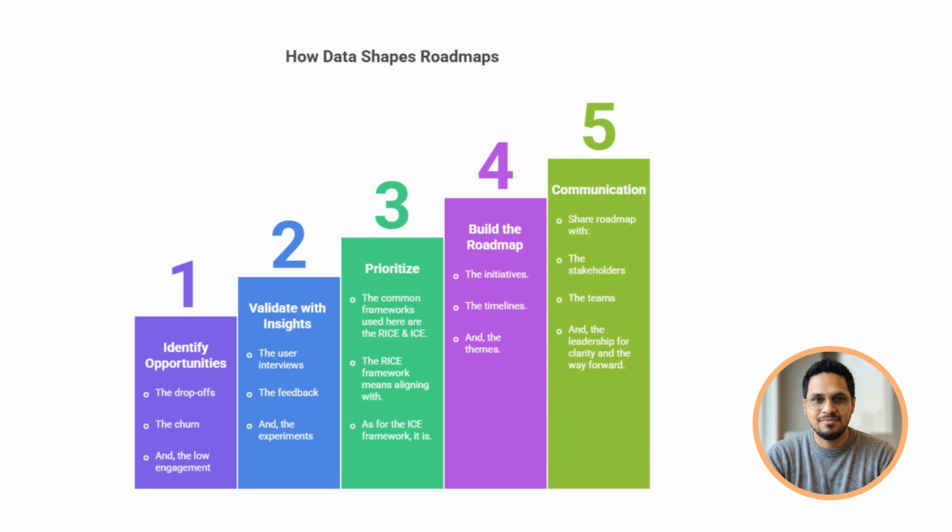Now, at step 4, we build the roadmap. At this step, we now convert the priorities into the initiatives, the timelines, and the themes. And lastly, step 5 is the communication. Share the roadmap with the stakeholders, the teams, and the leadership for clarity and the way forward.